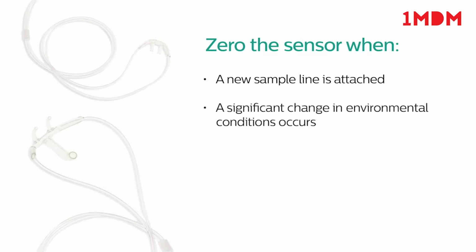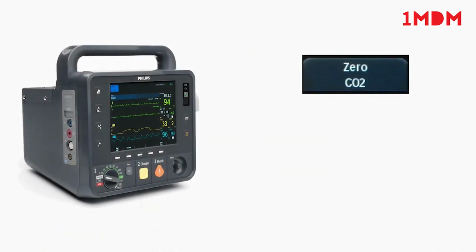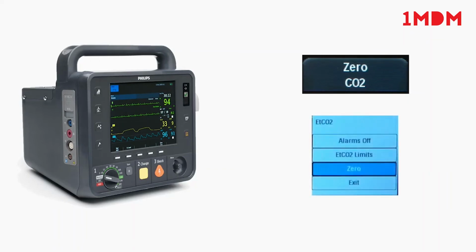There has been significant change in environmental conditions, when accuracy of the reading is questionable, or when prompted by the HeartStart Intrepid. Before zeroing the sensor, remove the sampling line from the patient for at least 20 seconds and remove all sources of CO2 away from the sampling line. Zeroing the sensor can be done by using the Zero CO2 soft key or accessing the Zero function using the Smart Select knob. In this case, we'll demonstrate the procedure using the soft key.